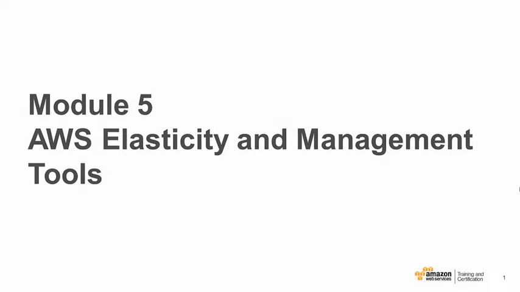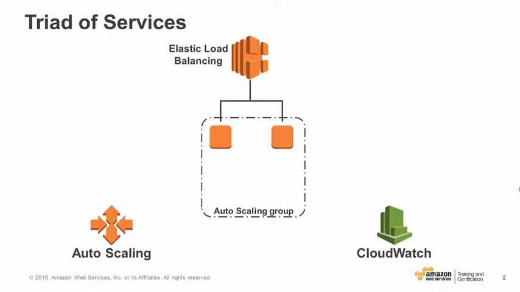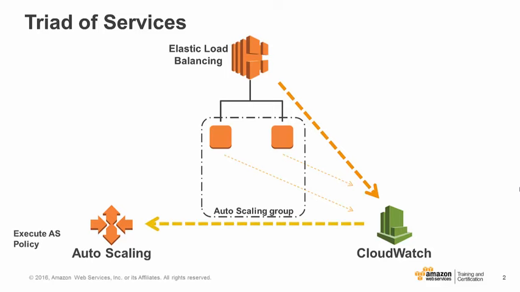In this fifth module, AWS Elasticity and Management Tools, we're going to talk about the fundamental elements of the management tools themselves. Elastic Load Balancing, Autoscaling, and CloudWatch work as a triad in sync. Elastic Load Balancing and EC2 instances feed metrics to Amazon CloudWatch. Autoscaling defines a group with launch configurations and autoscaling policies. Amazon CloudWatch alarms execute autoscaling policies to affect the size of your fleet. All of these services work well individually, but together they become more powerful and increase the control and flexibility you demand.